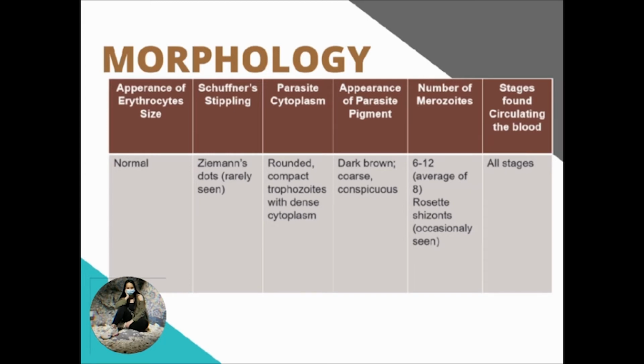The cytoplasm of the parasite is rounded. The trophozoite is compact with dense cytoplasm. The pigment of the parasite is dark brown, coarse, and conspicuous. The number of merozoites is in the range of 6 to 12, with an average of 8, occasionally arranged in a rosette pattern. Lastly, all stages of the parasite can be seen circulating in the blood.